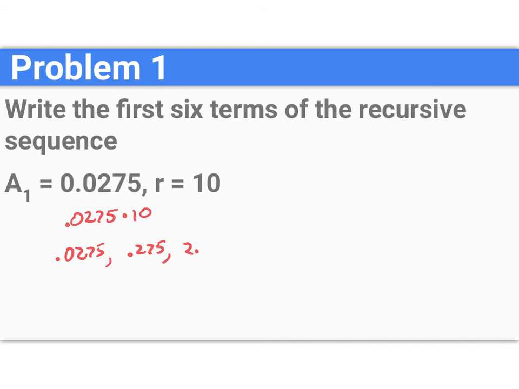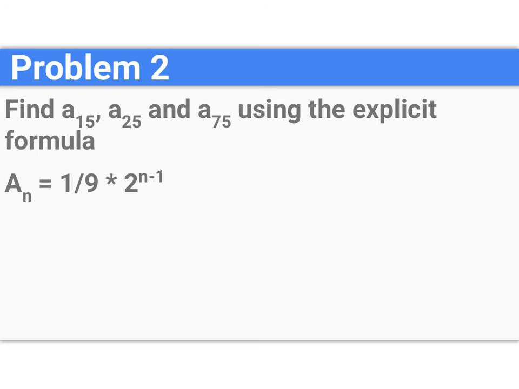Then we get 2.75. Then we get 27.5. Then we get 275. Then we get 2,750. 1, 2, 3, 4, 5, 6. And those are 6 terms. So take your first term and just multiply it by your ratio, signified by r. And you don't even have to stick it into a formula.